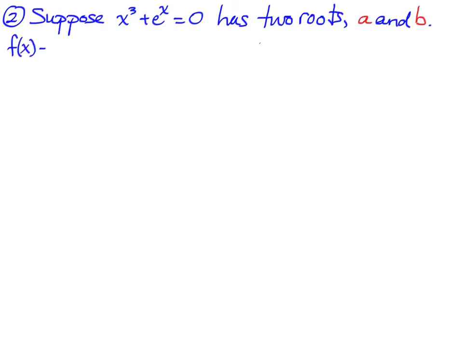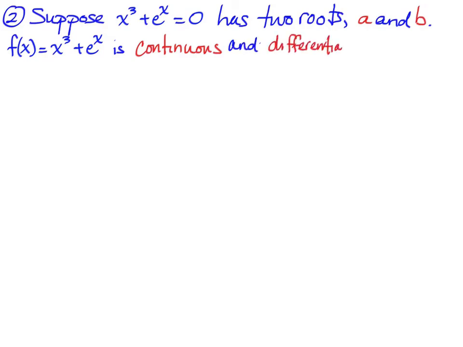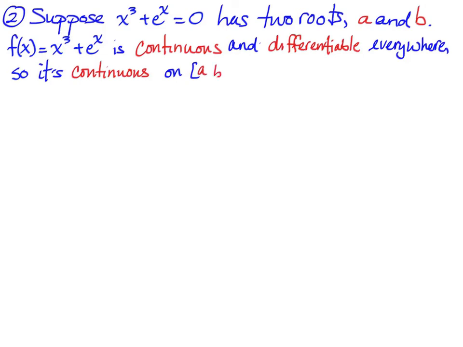Now, because f of x equals x to the third plus e to the x, we can tell that's a continuous and differentiable function everywhere because it's a polynomial plus an exponential. It's continuous at all real numbers. We can say that it's continuous on the closed interval from a to b. So that means it's continuous at all the numbers in between the two roots, and it's continuous at those two roots, a and b. And also, it's got to be differentiable everywhere in between. So it's differentiable on the open interval from a to b.